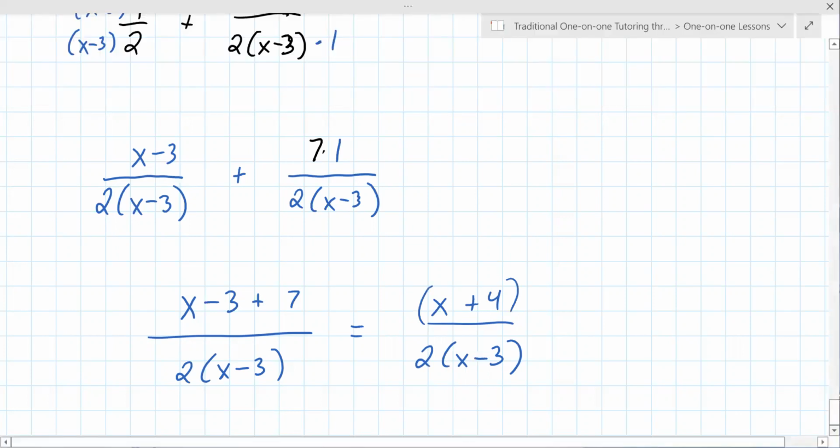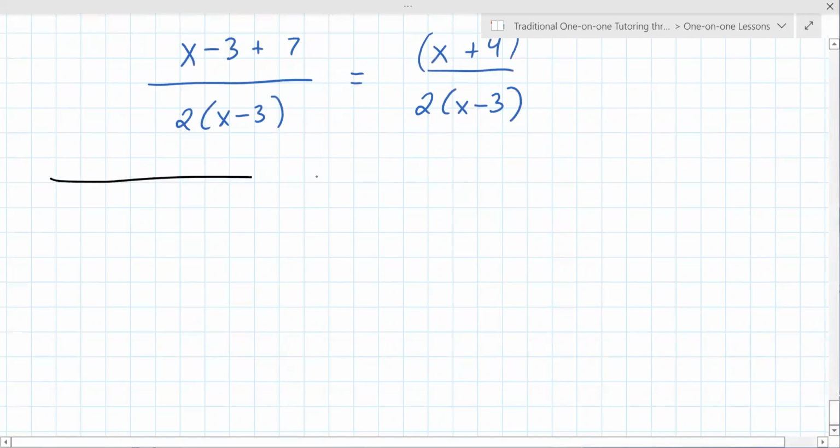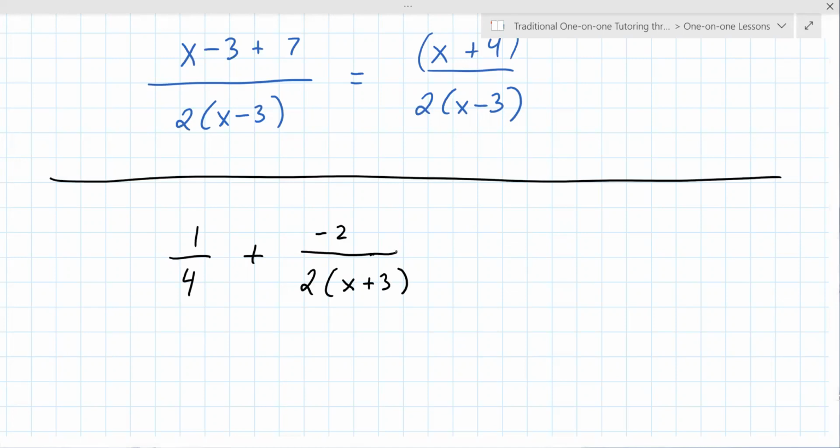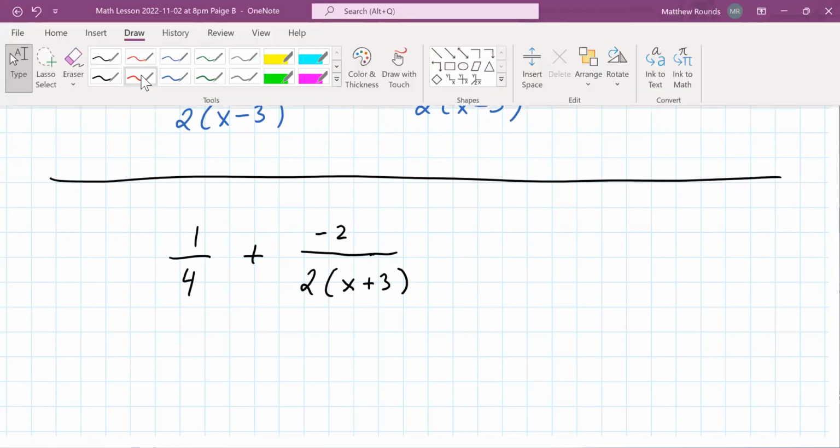All right, let's try another problem here. Let's say it's 1/4 minus, I'm going to throw a minus in it. Actually, I'll put it in the top. Plus -2 over 2 times x plus 3. What is the least common denominator here that you see? Give it a try here. Tell me what you think it is.